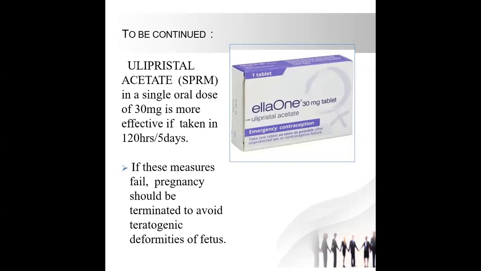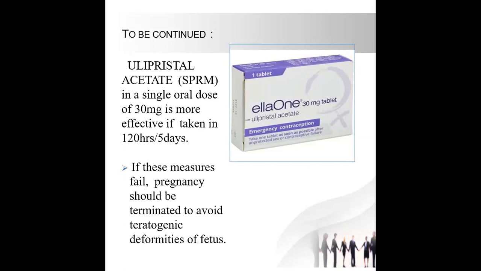So this ulipristal acetate has to be given in a single oral dose of 30 milligrams, and is more effective if it is taken within 120 hours, or within 5 days, of unprotected sexual intercourse. And this is actually used as a postcoital contraceptive, or emergency contraceptive method.